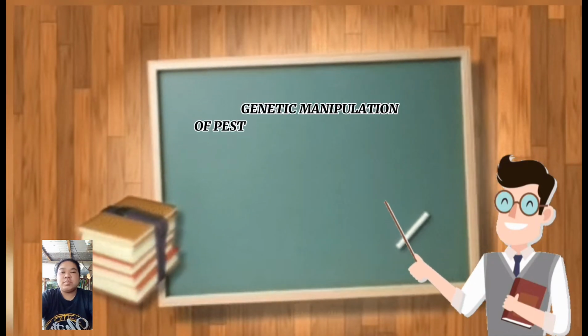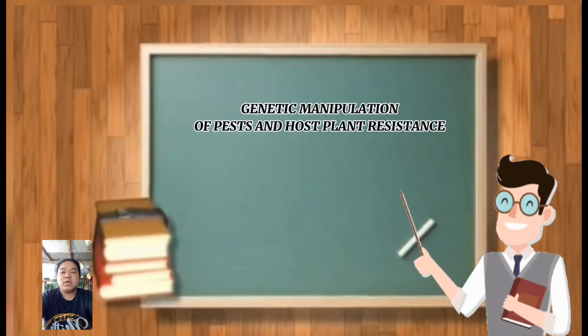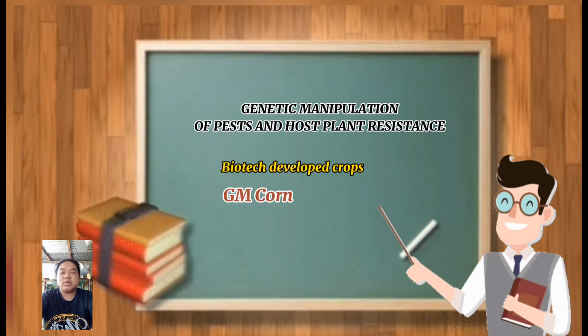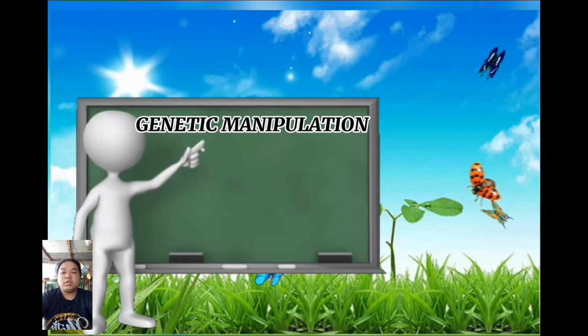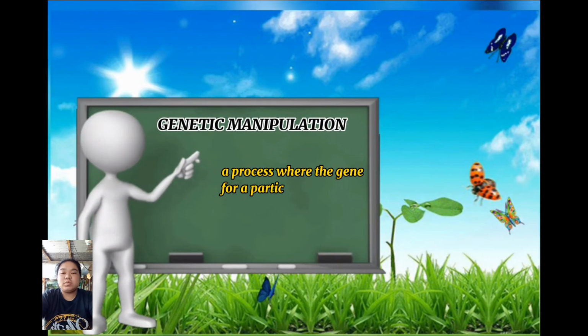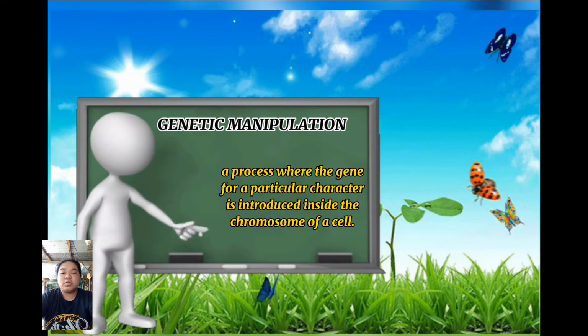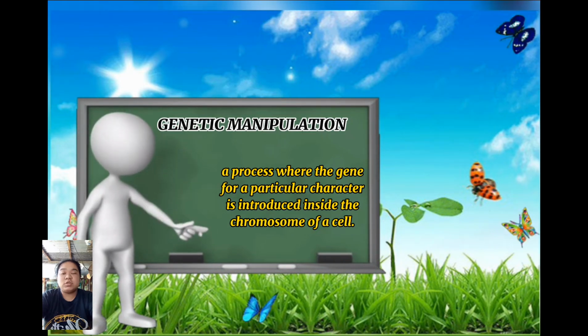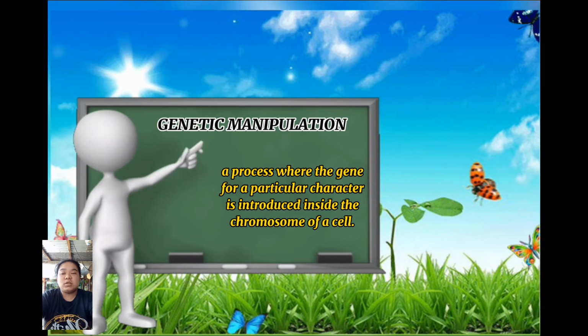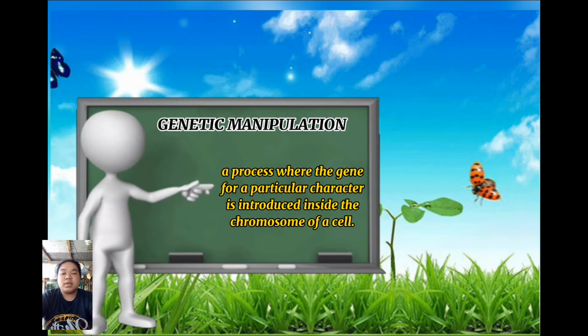Genetic manipulation of pest and host plant resistance, including biotech-developed crops like GM corn, potato, soybean, etc. Genetic manipulation is a process where the gene for a particular character is introduced inside the chromosome of a cell. When the gene for a particular character is introduced in a plant cell, a transgenic plant is produced. These transgenic plants exhibit characters governed by the newly introduced gene.